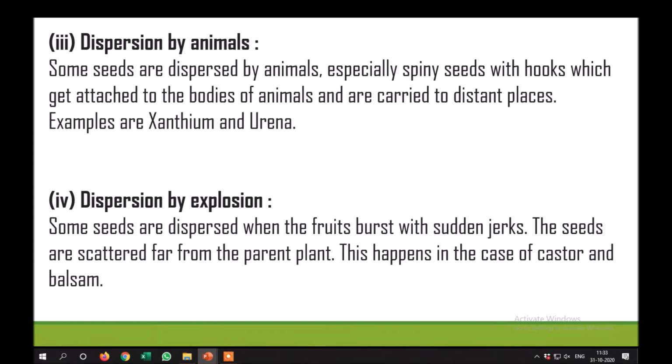Dispersion by explosion. Some seeds are dispersed when the fruits burst with sudden jerks. The seeds are scattered far from the parent plant. This happens in the case of castor and balsam.